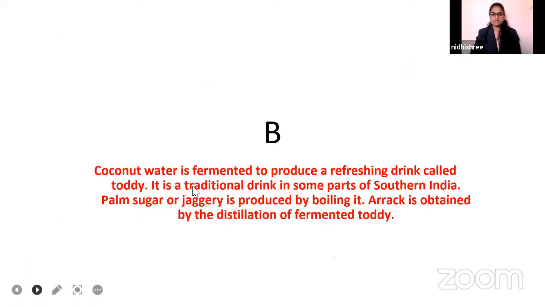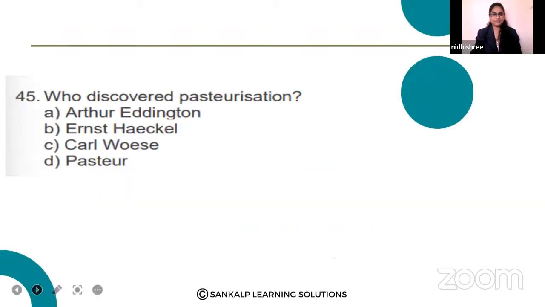Here, coconut water is fermented to produce a refreshing drink called toddy. It is a traditional drink in the southern part of India, not northern India. That is why option B is the right answer. Palm sugar or jaggery is produced by boiling this, which is also correct. Arak is obtained by the distillation of fermented toddy.